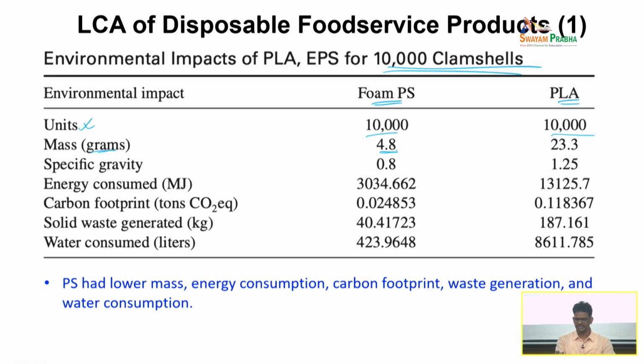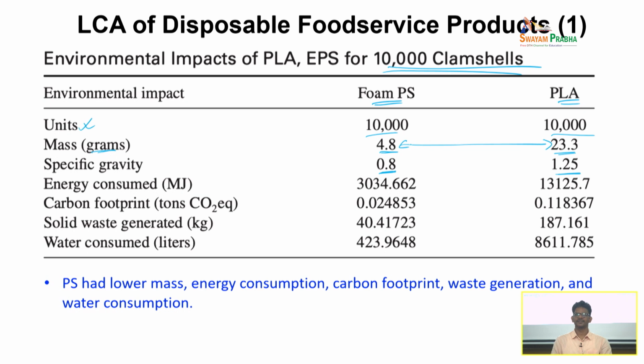They calculate the mass of one product. Okay, so for PS it takes about 4.8 grams to make one clamshell, whereas PLA requires about 23.3 grams. Okay, and if you look at the specific gravity or the density of this material, it's about 0.8 specific gravity for foam, and then about 1.25 for PLA. So PLA is more rigid and more dense compared to polystyrene foam. So you can see that the mass of polystyrene required and the PLA required are quite different. It's about a 5-fold difference. It's because of the foamy, lightweight nature of the polystyrene compared to PLA.